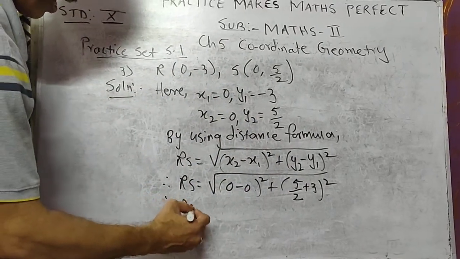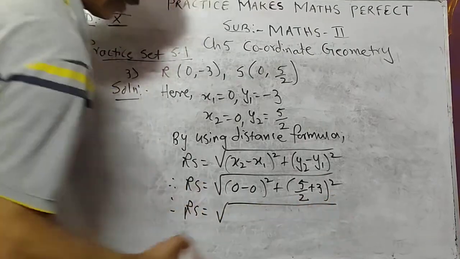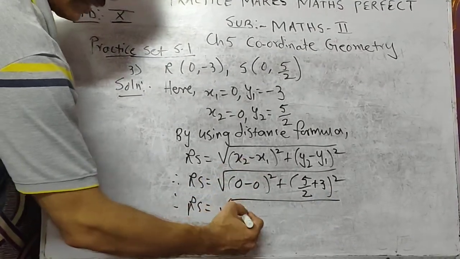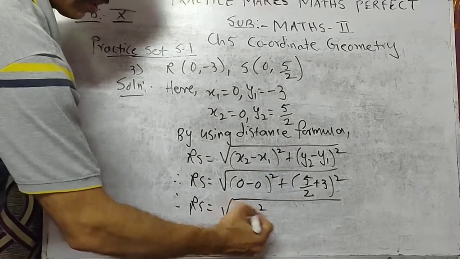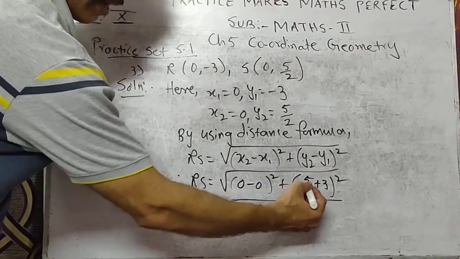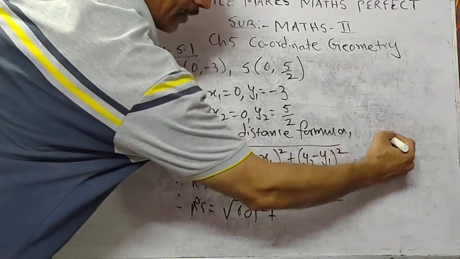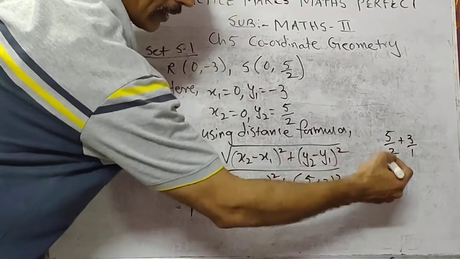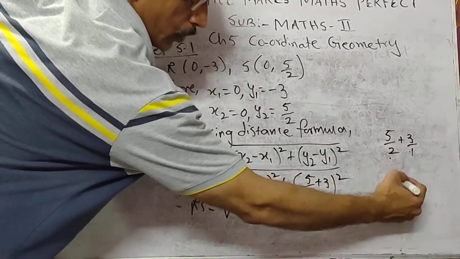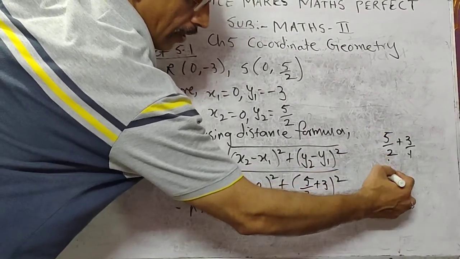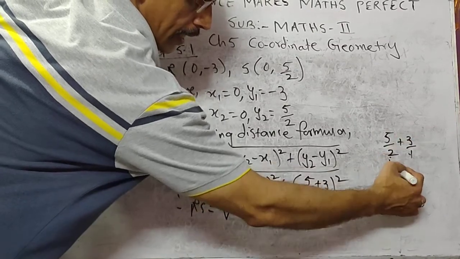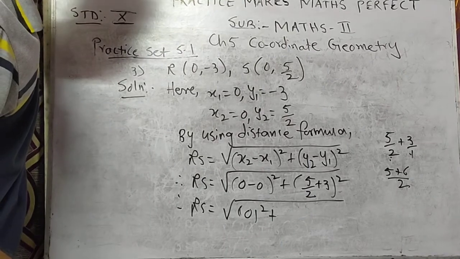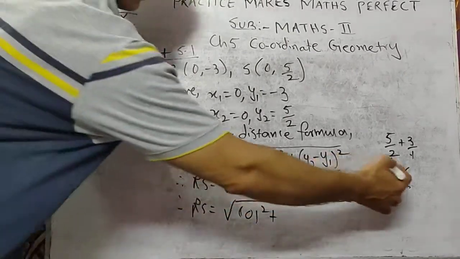Therefore RS is equal to 0 minus 0 is 0 only. 0 square will be 0. And here 5 upon 2 plus 3 upon 1 you will equalize in rough column. You know how to equalize. 2 ones are 2, 1 5s are 5, 2 3s are 6. So 5 plus 6 upon 2.